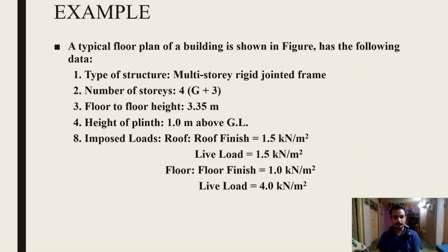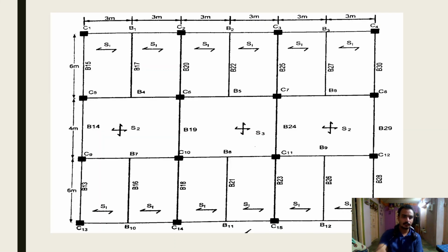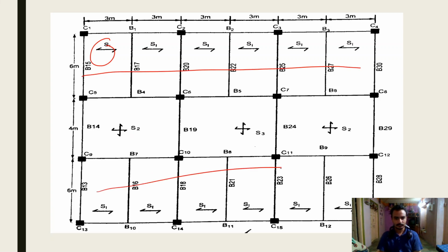These are the examples which we discussed in the previous lecture. Same example here. In the previous lecture we completed S1 slab design, one way continuous slab, and in this lecture we will design S2. How to design S2? So let's start.